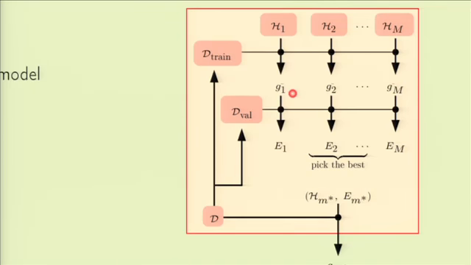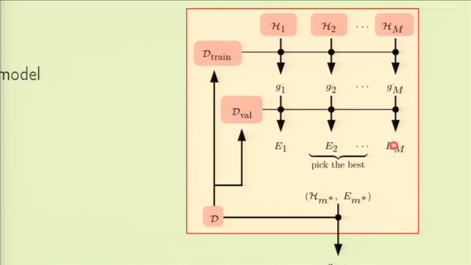Once I get them, I'm going to evaluate their performance using the validation set. So I take the validation set and run it here. It's out of sample as far as they're concerned because it's not part of D train. And therefore, I'm going to get estimates. These are the validation errors. I'm just giving them a simple notation, E1, E2, up to EM. Now, your model selection is to look at these errors, which supposedly reflect the out-of-sample performance if you use this as your final product, and you pick the best.